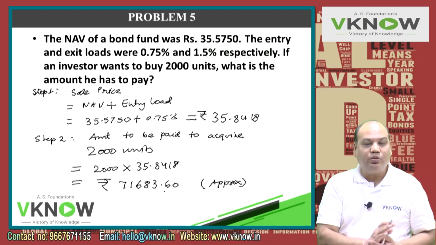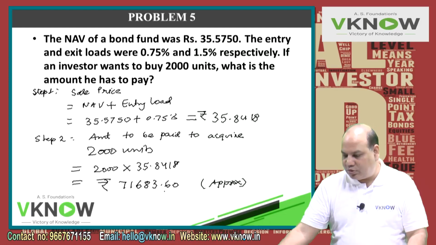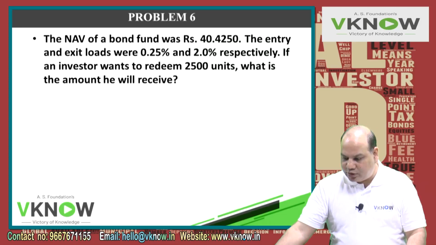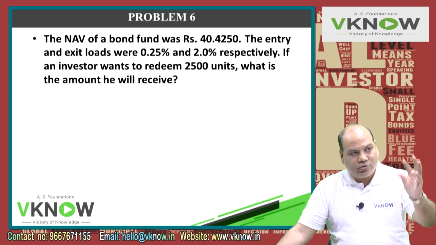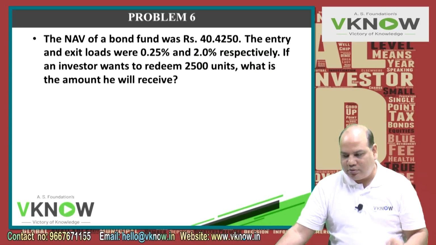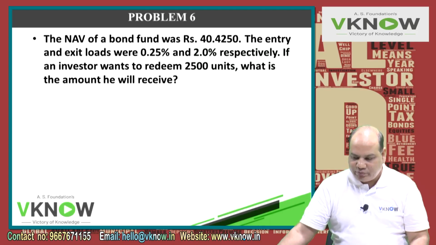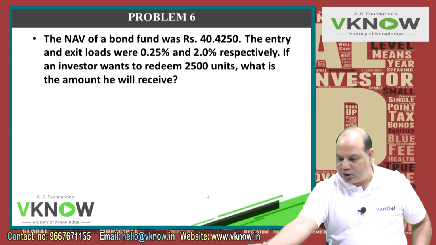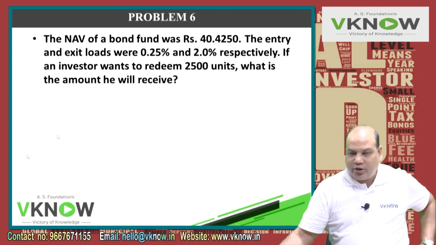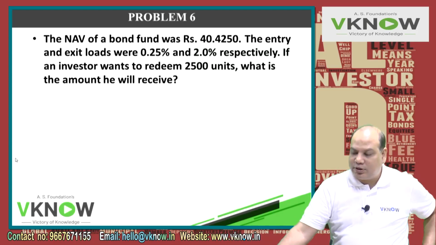This is how they calculate how much amount you will have to pay, how many units you have to buy or repay. One more practice, then we'll take one advanced version. This is like a roller coaster. At first you will go slowly, now you'll reach the peak, and then question number 7 will come. The NAV of a bond fund was rupees 40.4250. So you'll see in the question also they give in 4 digits. The entry and exit load are 0.25% and 2% respectively.